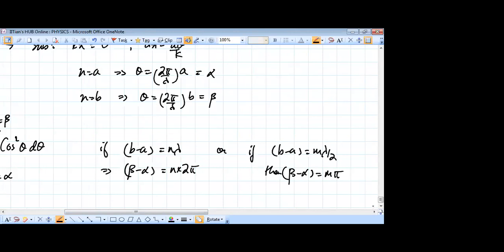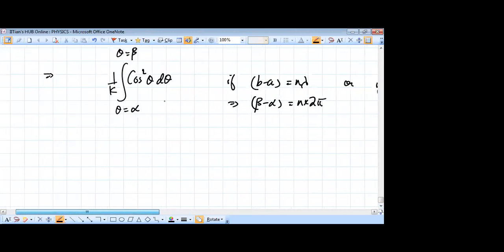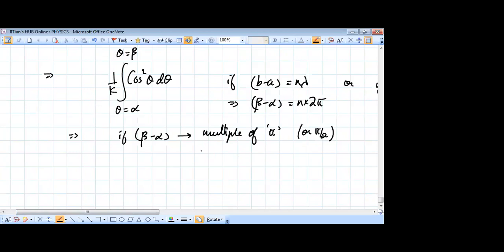Okay. So in that case, you can again use the average value. So if beta minus alpha is a multiple of a cycle, or even pi by 2 for that matter, because of symmetry, that basically means that b minus a is a multiple of lambda by 2, because lambda by 2 corresponds to pi. So even lambda by 4 will be okay.